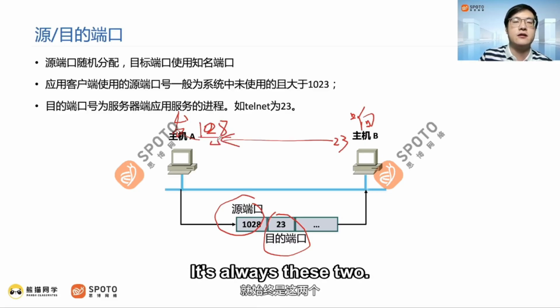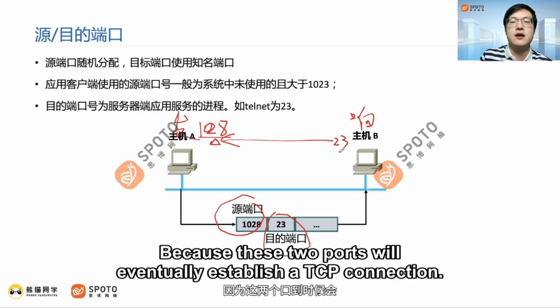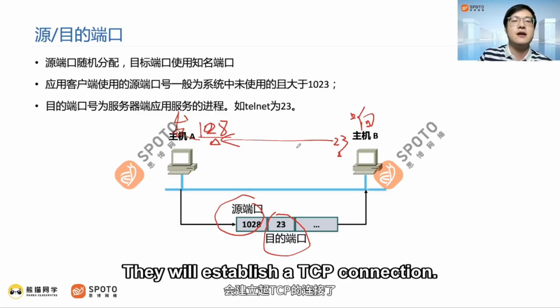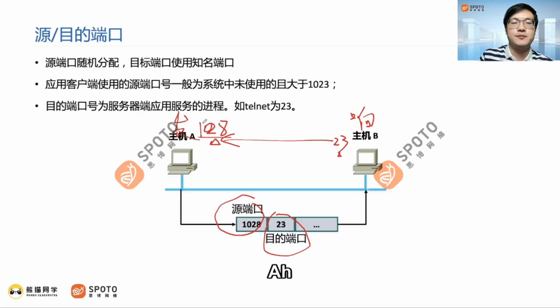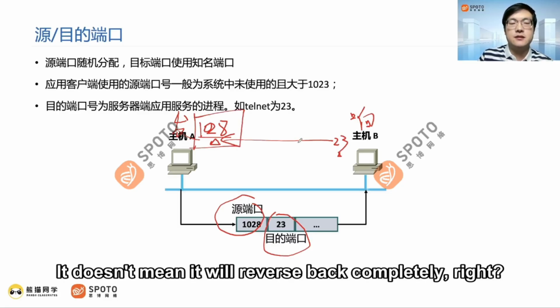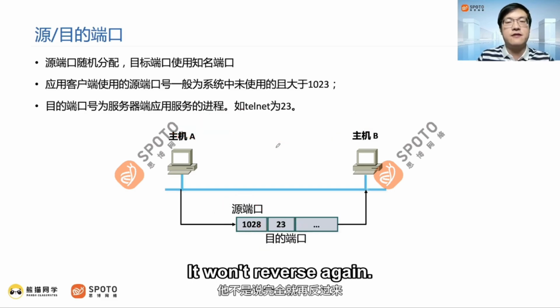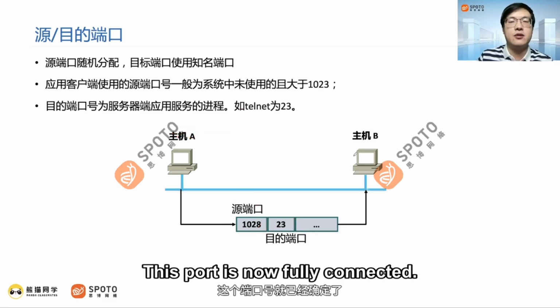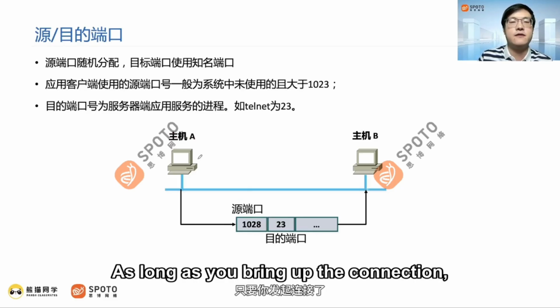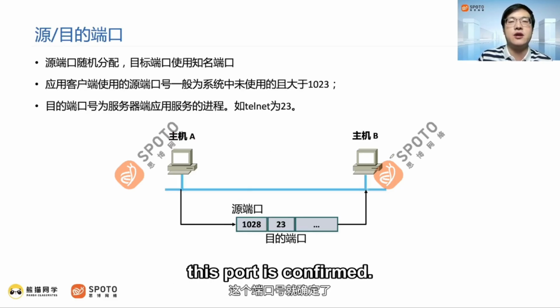It's always these two, because these two ports will eventually establish a TCP connection. Understood? It doesn't mean it will reverse back again, right? It won't reverse again. This port is now fully connected. As long as you bring it up, this port is confirmed.